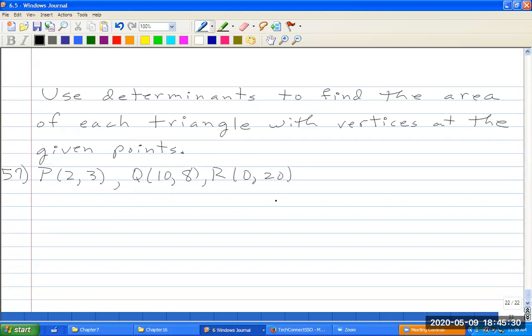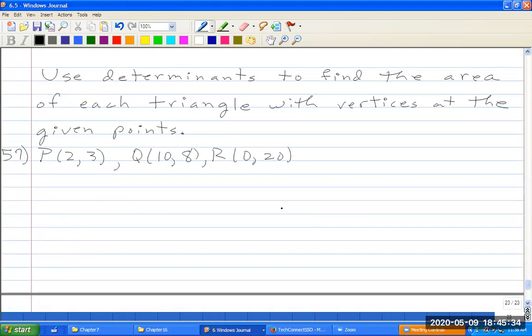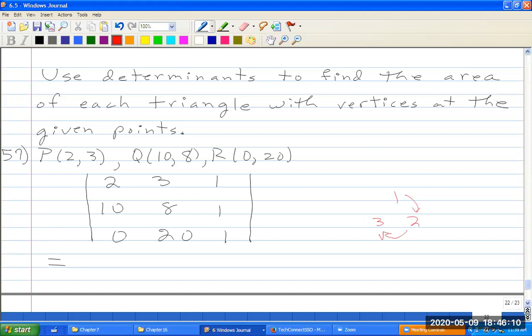57. Use determinants to find the area of each triangle with vertices at the given points. So first, let's calculate this determinant: [2, 3, 1; 10, 8, 1; 0, 21, 1]. So let's do it this way.